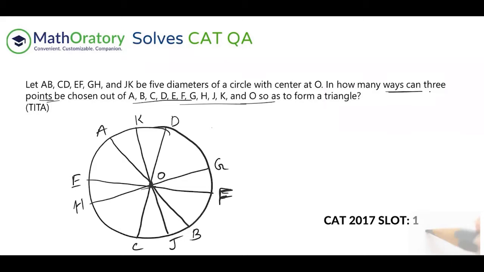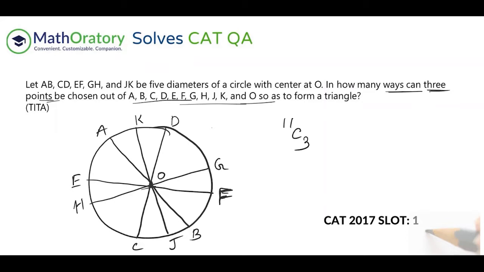Now, first thing, in order to form a triangle, we need 3 points, and that is what is given. You need to choose 3 points to form the triangle. So first, basics of PNC. Firstly, we have a total of 11 points. Two endpoints for each diameter, five diameters, 10 points, and the center. So out of the 11 points, we can choose 3 points in 11C3 ways, right?